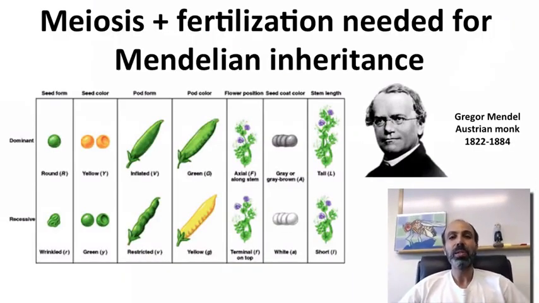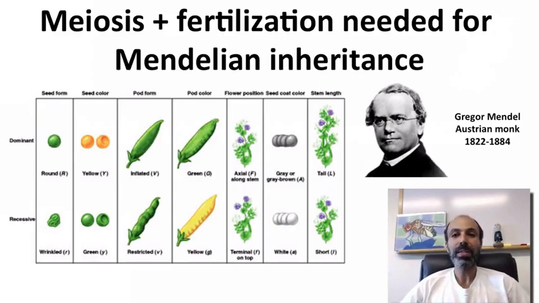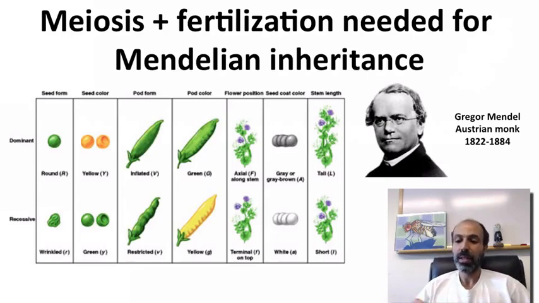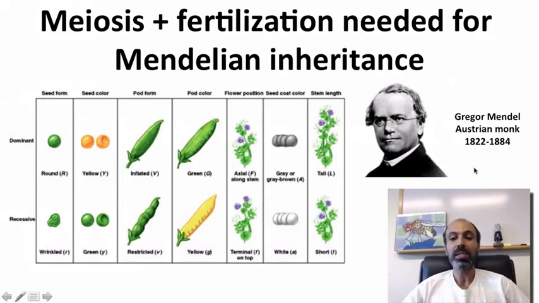Meiosis and fertilization are what are needed for what's referred to as Mendelian inheritance. Gregor Mendel was a monk who actually described this process very elegantly and identified how this actually worked. He lived from 1822 to 1884 in Austria. What he worked with were pea plants. He identified a number of traits that he was studying with these.